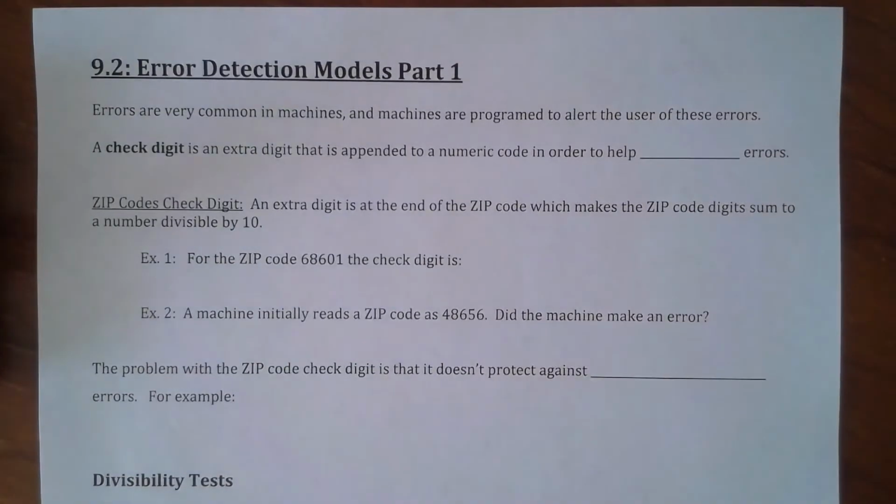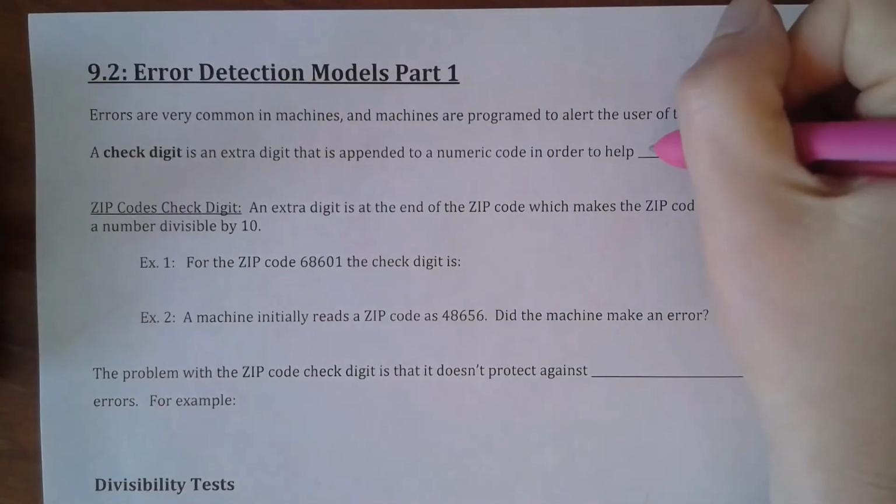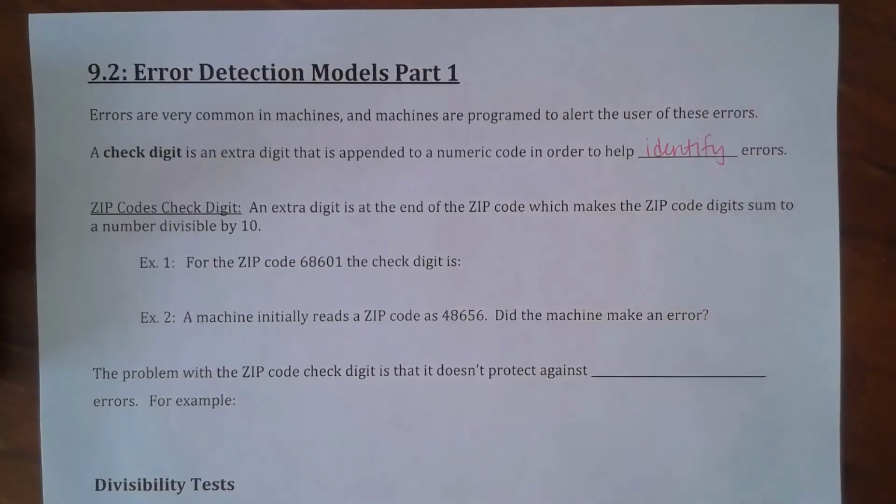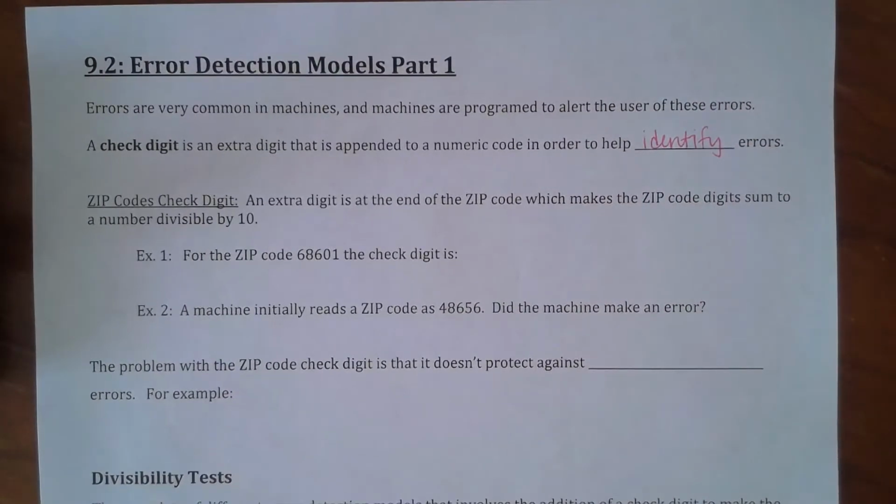So errors with machinery just happen, and we can program and work with those errors to alert users that they have occurred, so that you can go back and double check. That extra digit is also called a check digit, and again, it's used to help identify any errors that have occurred or are occurring while you're scanning.